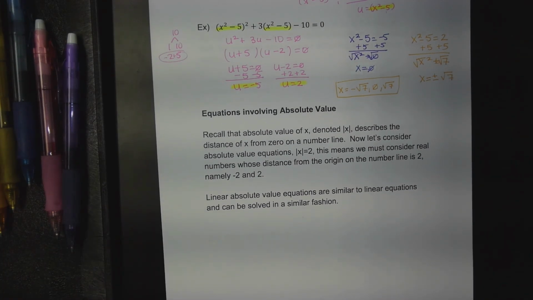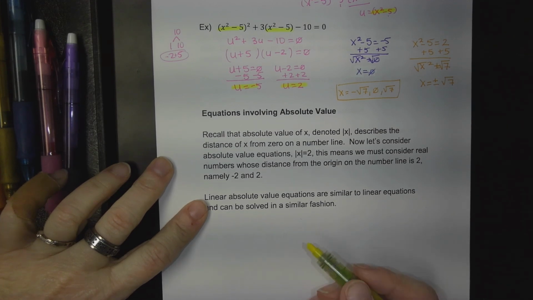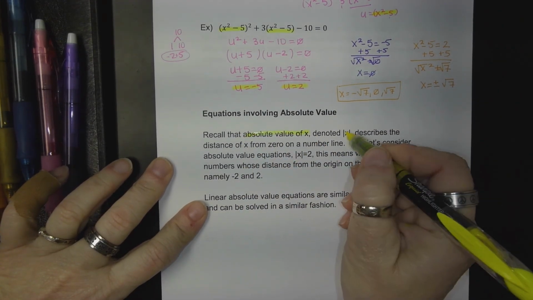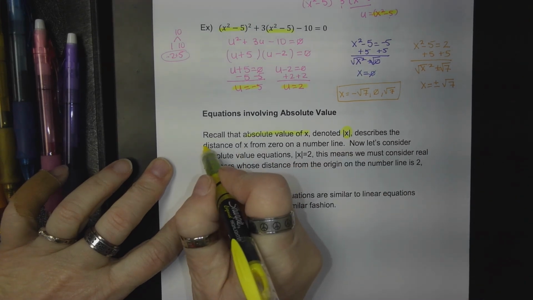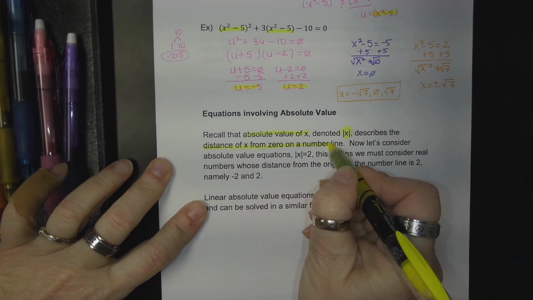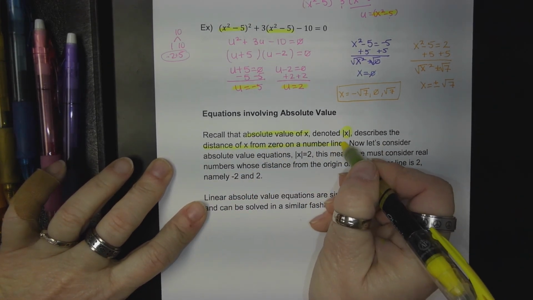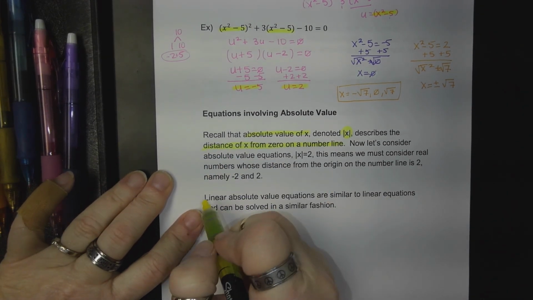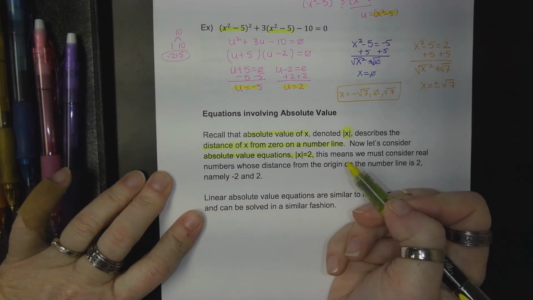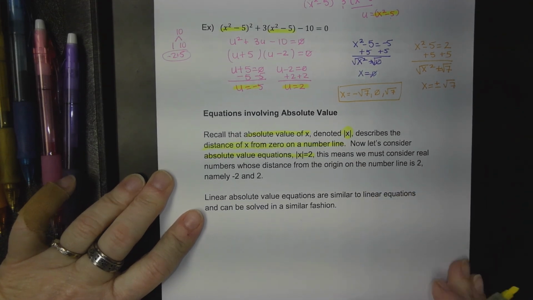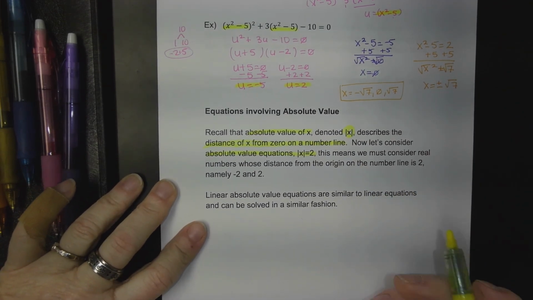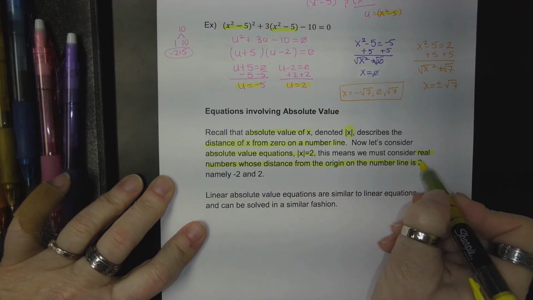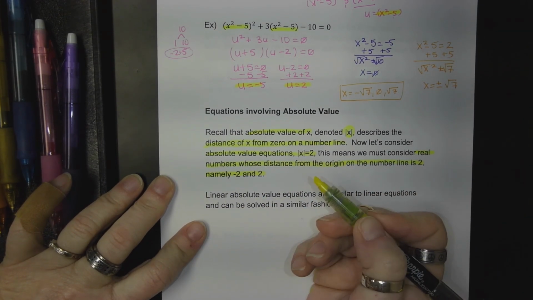Next, we're going to talk about equations involving absolute value. So remember, the absolute value of x is always written like this, and it describes the distance of x from 0 on the number line, okay? That's why it's always positive. Now let's consider absolute value equations. This is absolute value of x equals 2, meaning that we must consider real numbers whose distance from the origin on the number line is 2, namely -2 and +2.